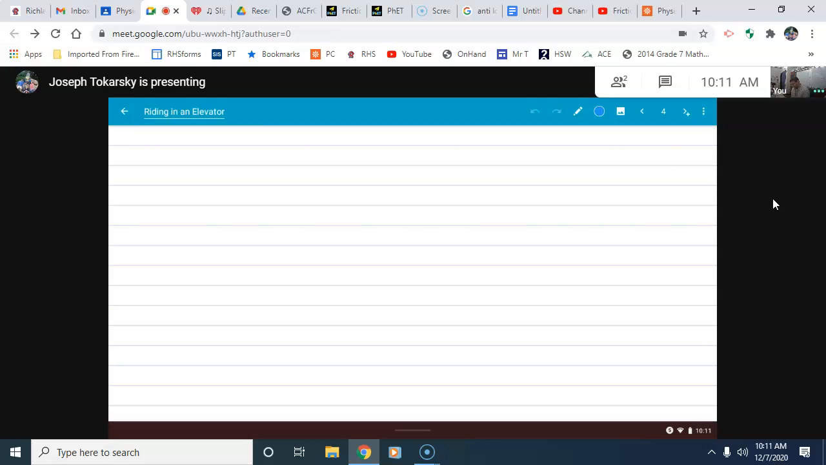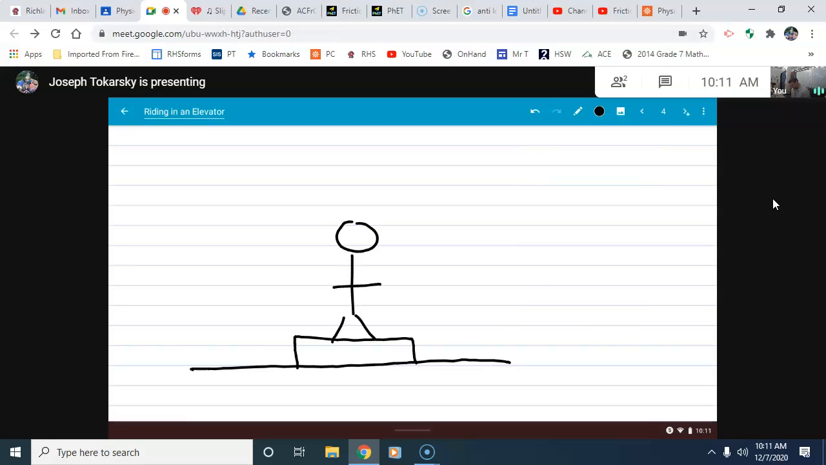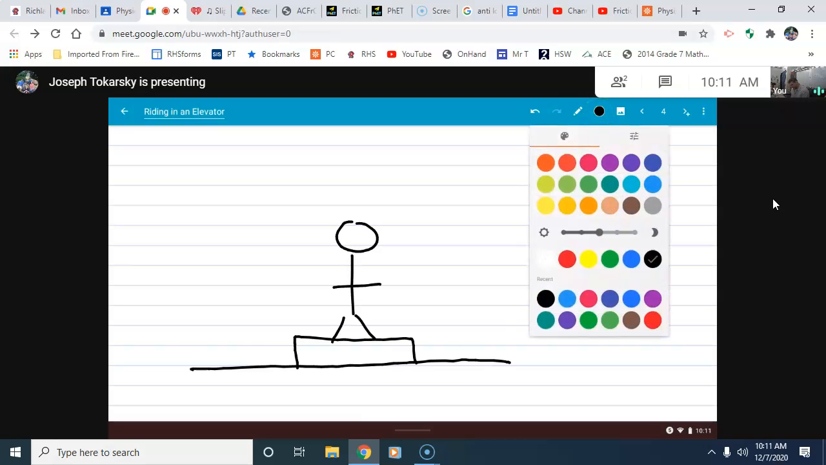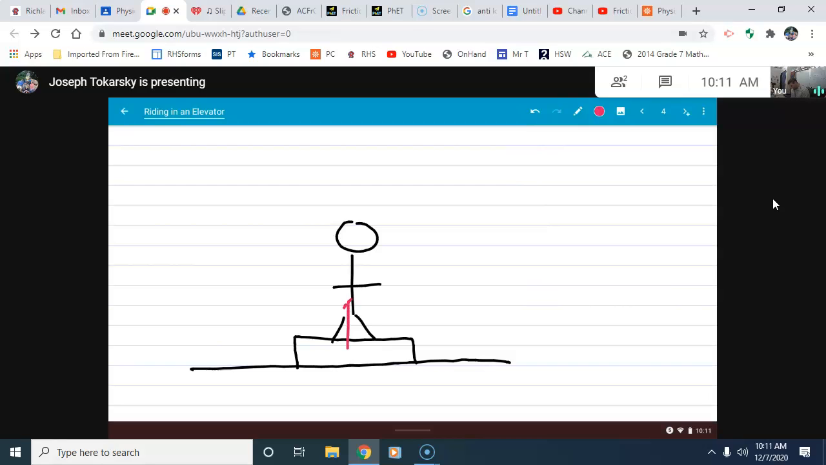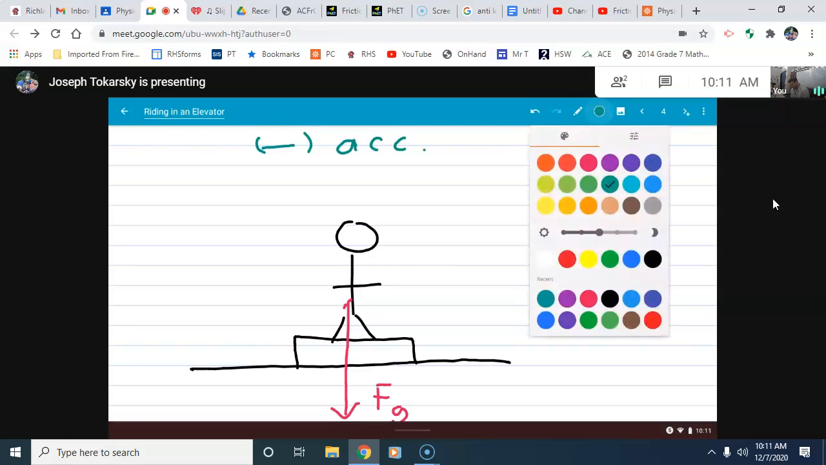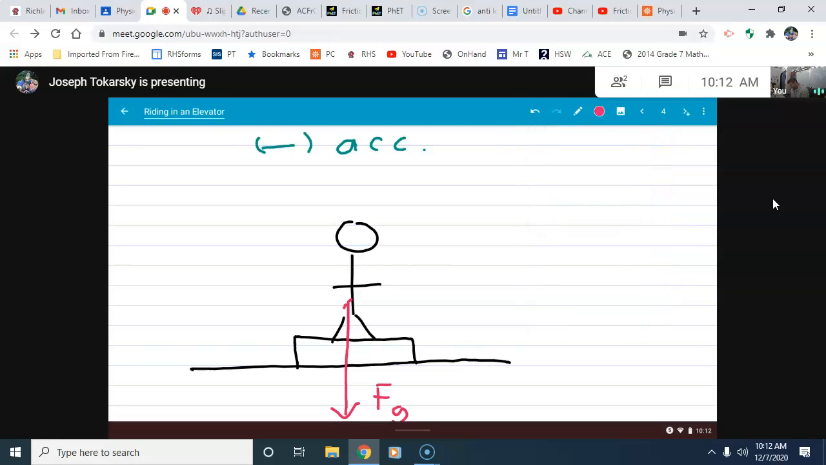Now, we have one more scenario, a negative one. So one last time, there's you, there's the scale. This time, yes, the directions never change of these things. Weight is still down, normal force will still be up. But when we are experiencing a negative type of acceleration, it turns out we will feel lighter, and we will again prove that for less.